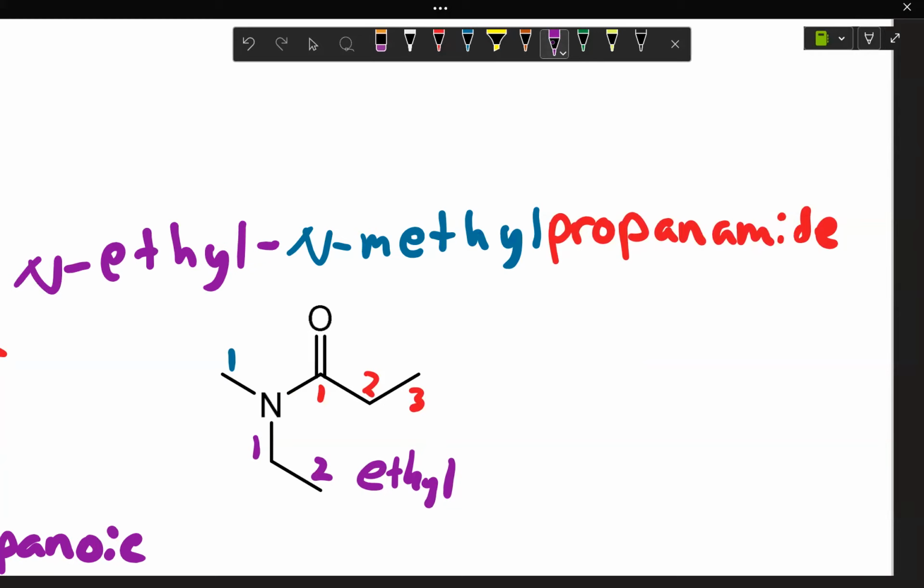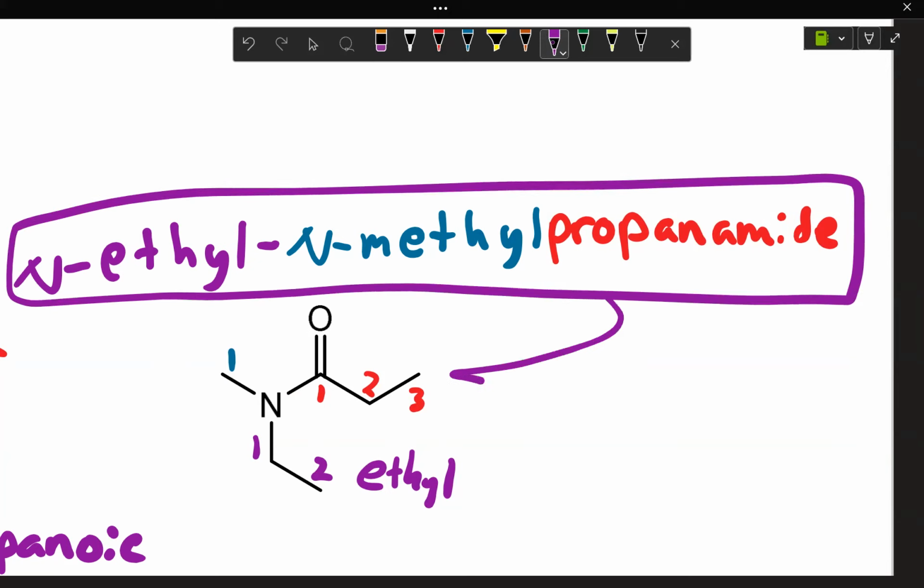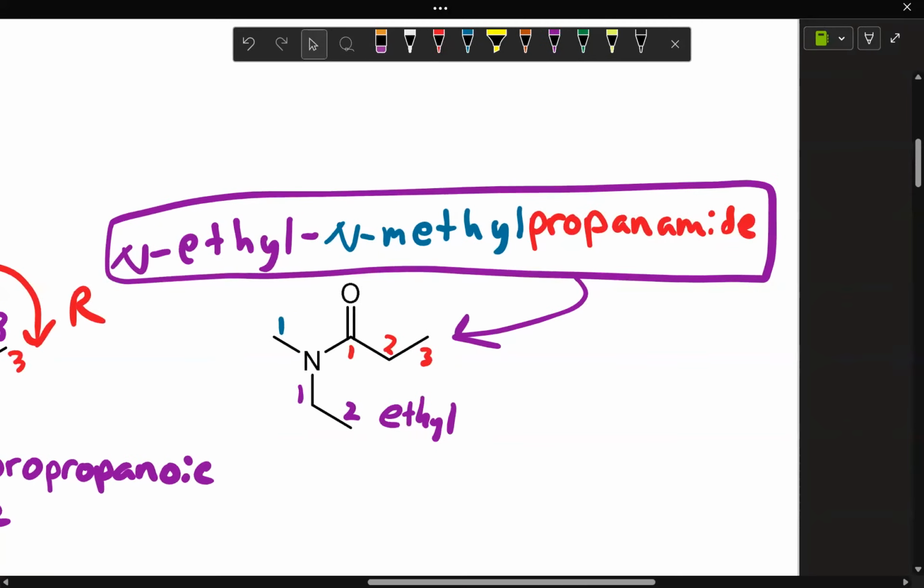So this is the complete name: N-ethyl, N-methyl propanamide. That's how you name amides.